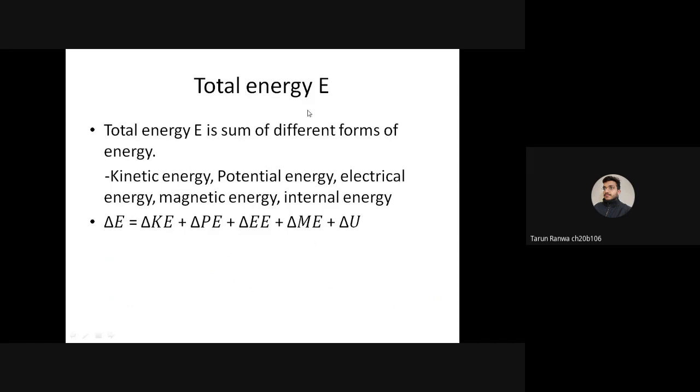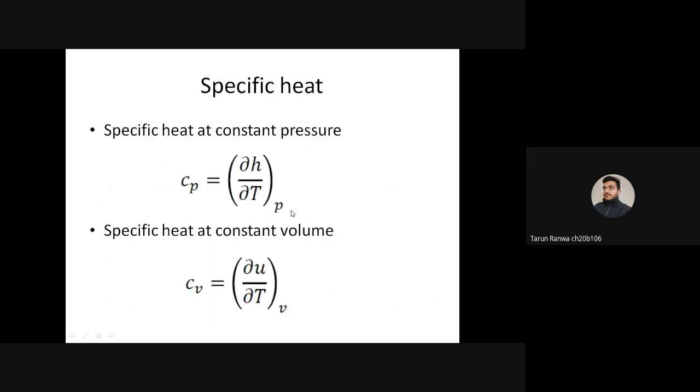Now, total energy E. The total energy is the sum of different forms of energy, like kinetic energy, potential energy, electrical energy, etc. So now we can write the change in total energy like this. Now, specific heat. The specific heat at constant pressure we can write as Cp, where Cp equals del H by del T at constant pressure, and at constant volume we can write Cv, where Cv equals del U by del T at constant volume.